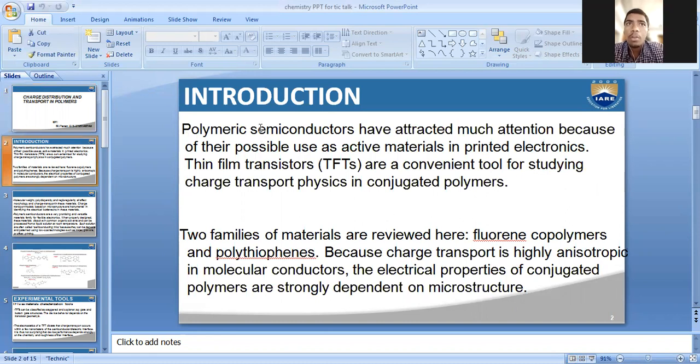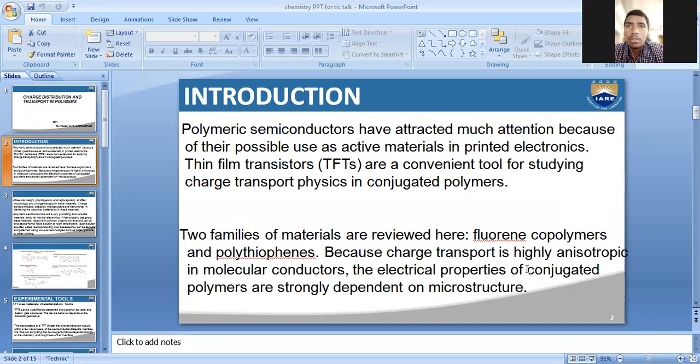Introduction. Polymeric semiconductors have attracted much attention because of their possible use as active materials in printed electronics. Thin film transistors (TFTs) are a convenient tool for studying charge transport physics in conjugated polymers. Two families of materials are reviewed here: fluorene copolymers and polythiophenes.